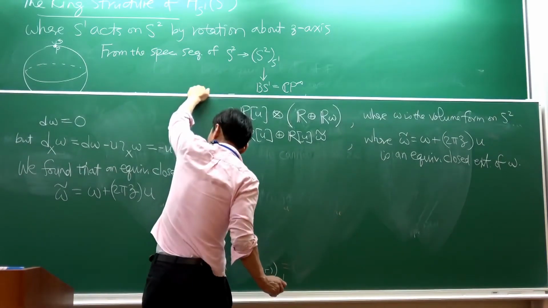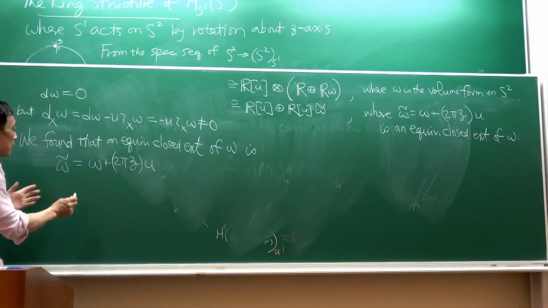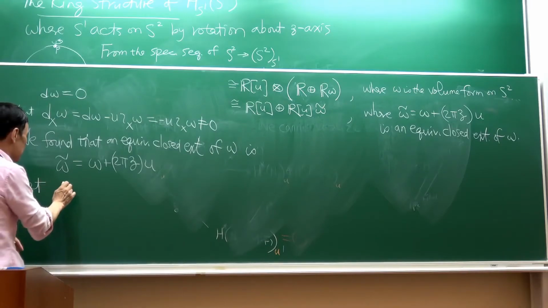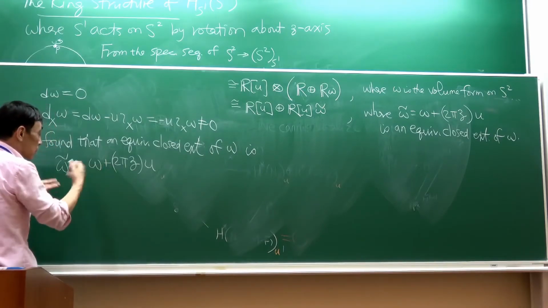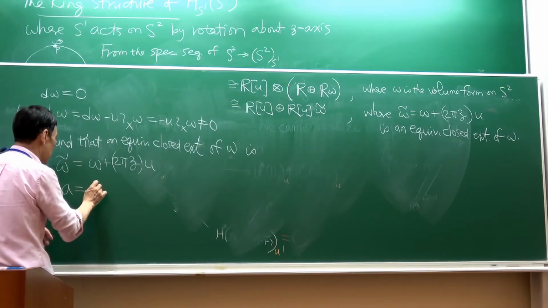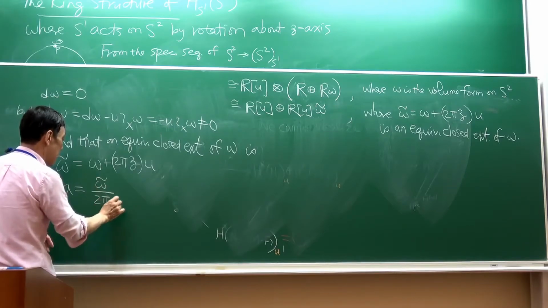Okay. So now, instead of omega tilde, I'm going to divide by 2 pi. Okay, that's also a generator. We are working with R, so you can divide by any non-zero number. Let A be equal to omega tilde over 2 pi. Okay?